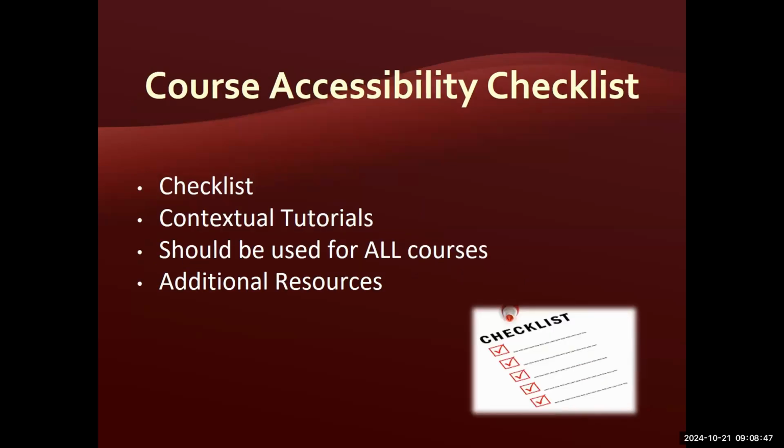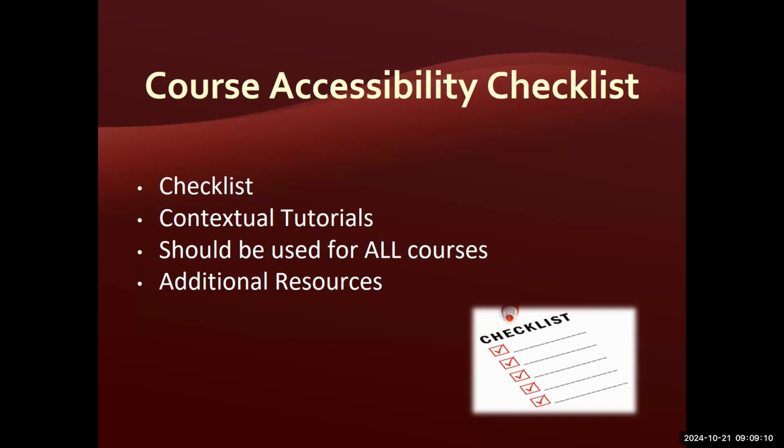Well, we use the course accessibility checklist that I've created for our faculty. Again, it's on CETL's website, and I'll show it to you in just a few minutes. This should be used for every single course that you create. It's just a simple checklist. And it says, do you have, for example, alternative text for all images, charts, tables, graphs? And it explains alternative text.